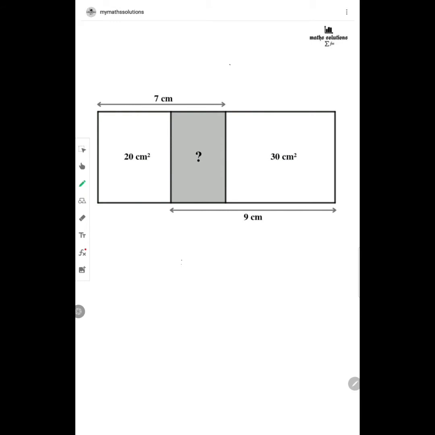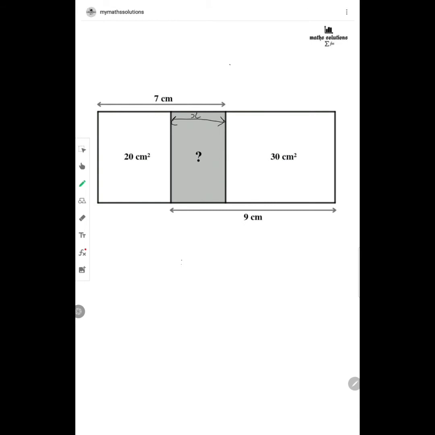So what are we gonna do? We know this is 7 centimeters, 9 centimeters, 20 square centimeters, and 30 square centimeters. Something that I don't know, I give it a letter. So let's say this, I don't know its length, so I'm gonna give it a length of x. So this is x centimeters.